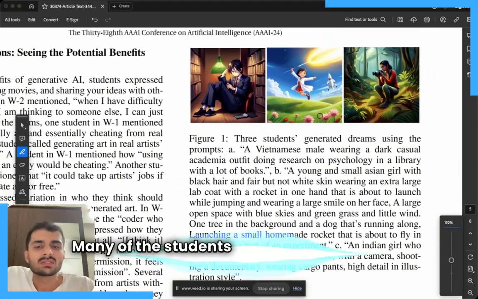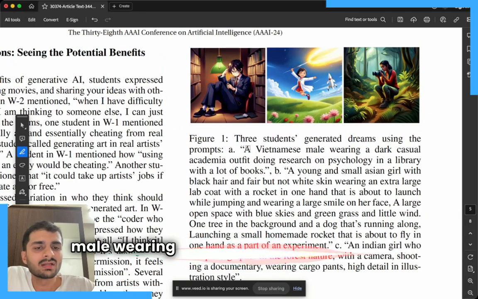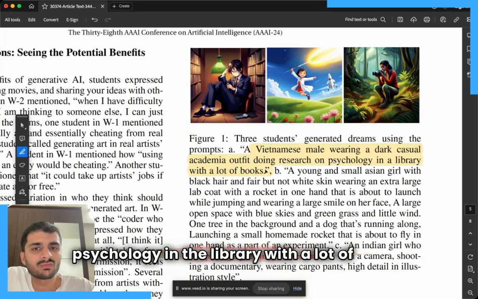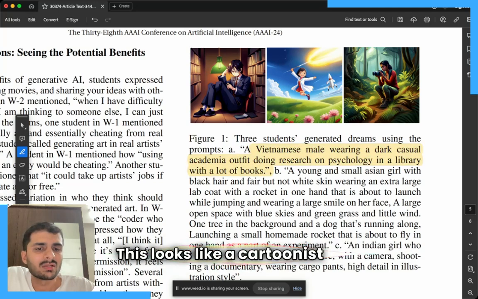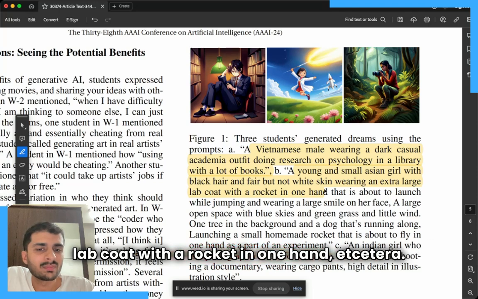Many of the students had dreams such as a Vietnamese male wearing a dark casual academy outfit doing research on psychology in the library with a lot of books. This looks like a cartoonish style. A young and small Asian girl with black hair and fair but not white skin, wearing an extra large lab coat with a rocket in one hand, etc.